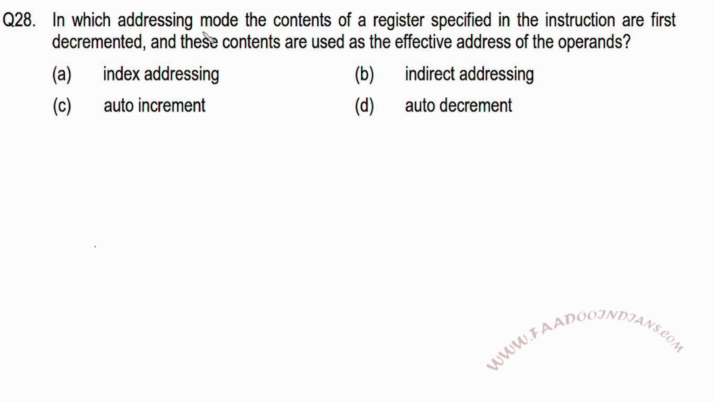28. In which addressing mode the contents of a register specified in the instruction are first decremented and these contents are used as the effective address of the operands? Well, the name itself suggests it is auto decrement. Here the contents are first decremented and then these contents are used as addresses for the operands.